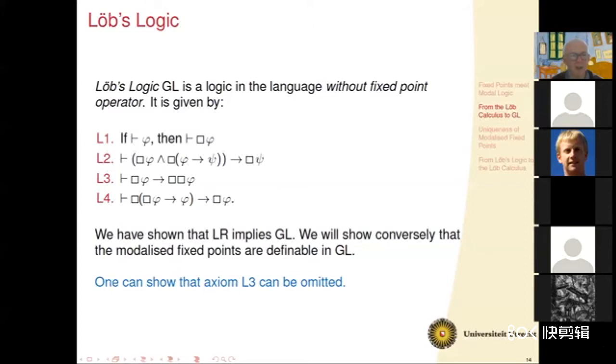Okay, there's a lot known, of course, about these axioms. And in fact, you can show that if you have the axioms like this, the third Loeb condition can in fact be omitted. It follows from Loeb's principle.